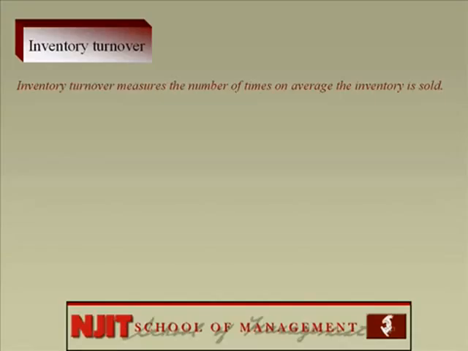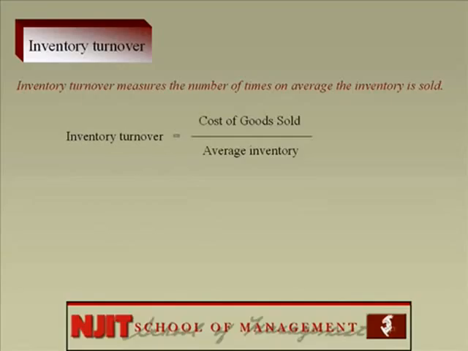On the other hand, if it's stuck in your warehouse, then there are obvious costs and it will have a negative impact on a company's cash flows. So it's very important to find out how well a company is managing its inventory. The formula for inventory turnover is cost of goods sold over average inventory.